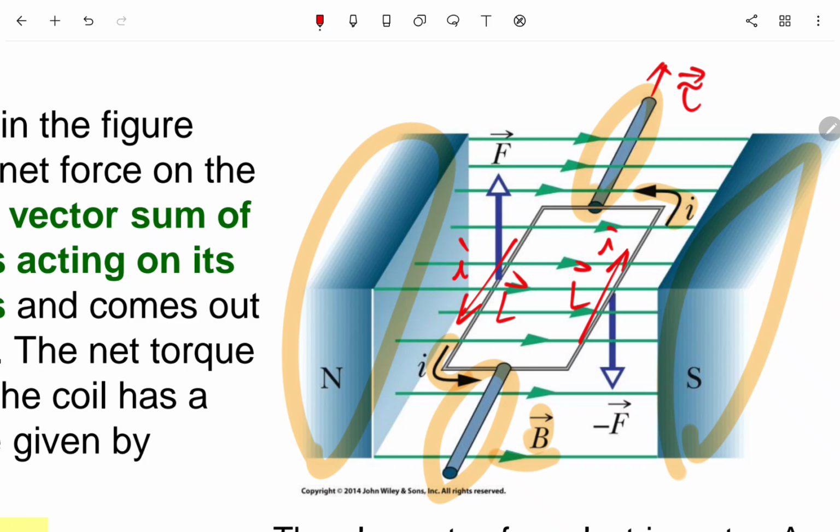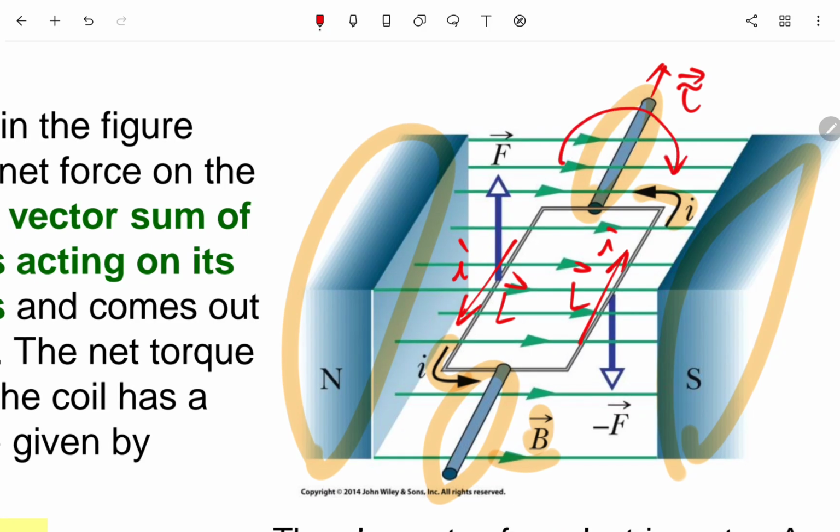How is this right hand rule like? Actually this force is pointing upward. This force is pointing downward. So you will expect this coil will rotate clockwise, if you see it from this direction. It is rotating clockwise.